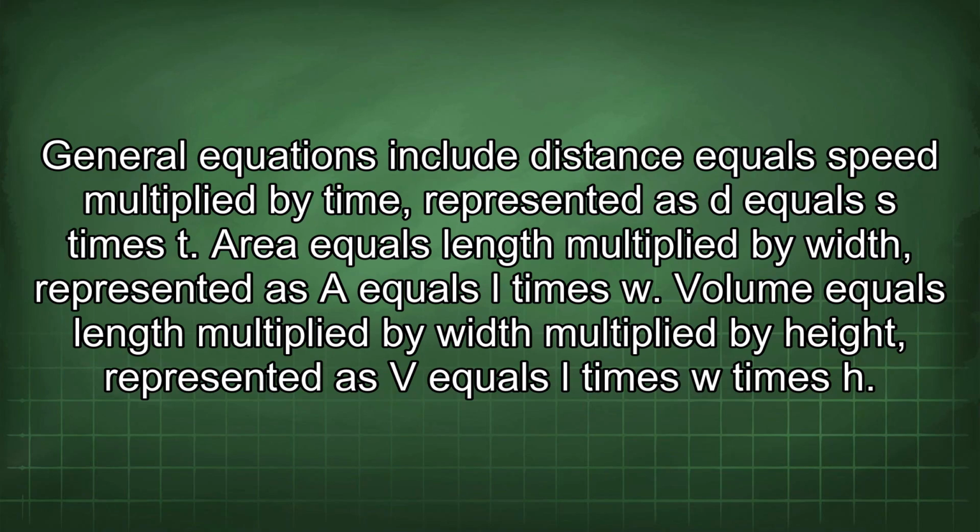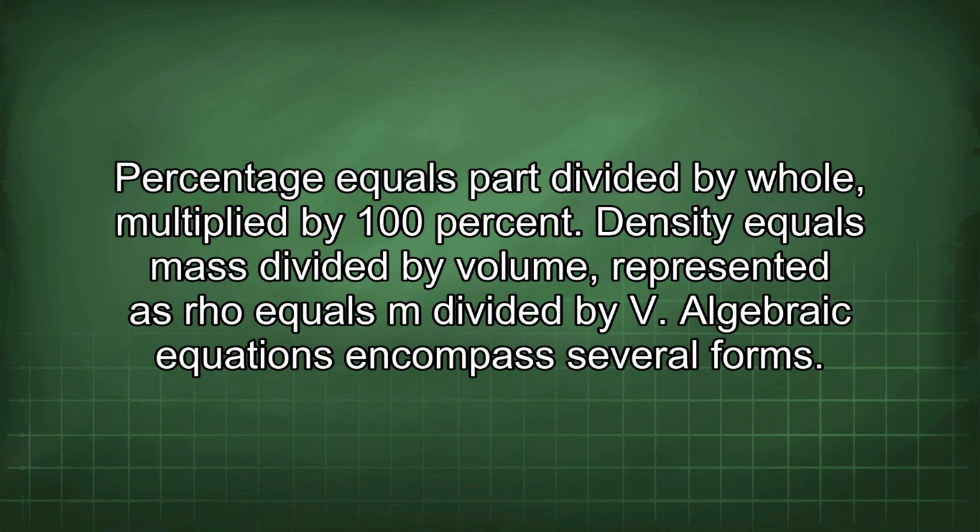General equations include distance equals speed multiplied by time, represented as d equals s times t. Area equals length multiplied by width, represented as A equals L times W. Volume equals length multiplied by width multiplied by height, represented as V equals L times W times H. Percentage equals part divided by whole, multiplied by 100%. Density equals mass divided by volume, represented as ρ equals m divided by v.